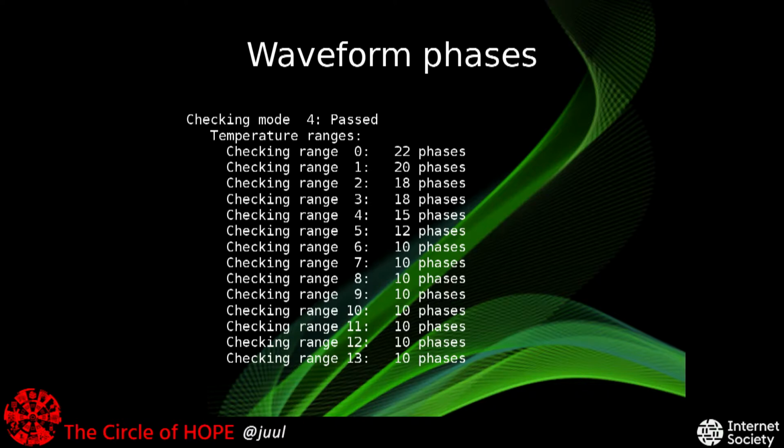Waveform phases. Looking at the actual phases, here's just mode 4, the animation update mode that I thought was interesting. You see that there are different numbers of phases for the different temperature ranges. The first one is 0 to 3 centigrade. If it's really cold, you need 22 phases, meaning it's going to take more time. If you have something like normal room temperature, you only need 10. So the update speed is twice as fast at room temperature compared to when it's really cold. This is for the fastest possible update mode available.